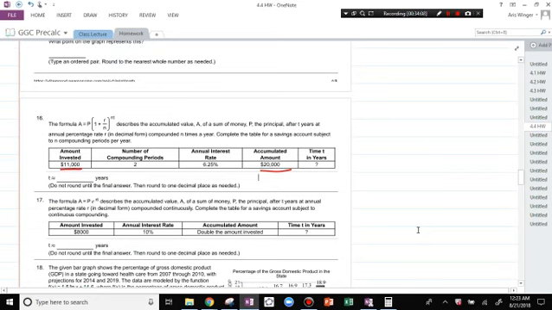17 is nearly the exact same problem. They want double the amount invested. You invested 8,000, so they just want 16,000. And you solve for t the same way we did 16.